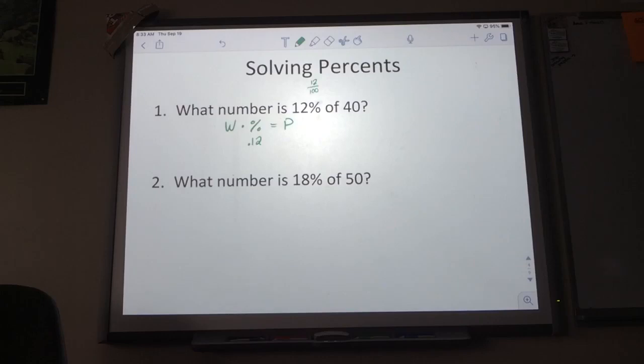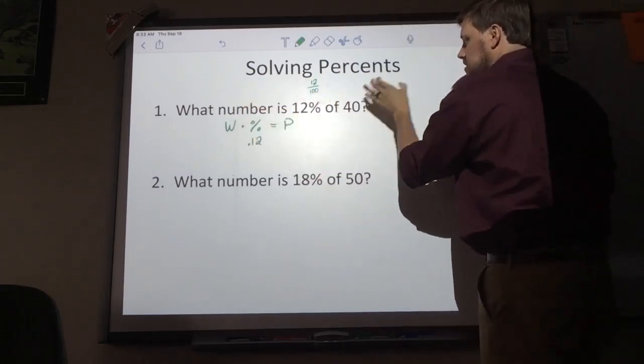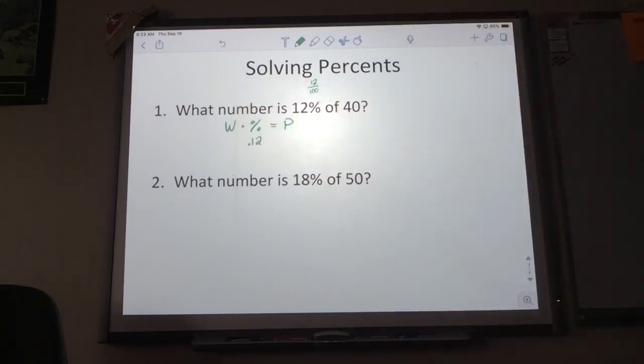Next, of 40. So what number is 12% of 40? What do you think 40 is? Is it the total amount or the part? The whole. That usually means the whole amount. So of 40, because we're finding something that is part of the 40. So the 40 is the whole amount. We multiply those, and that gives us P, the part that we're looking for. What is 40 times 0.12, those of you with your calculators out? P equals 4.8.